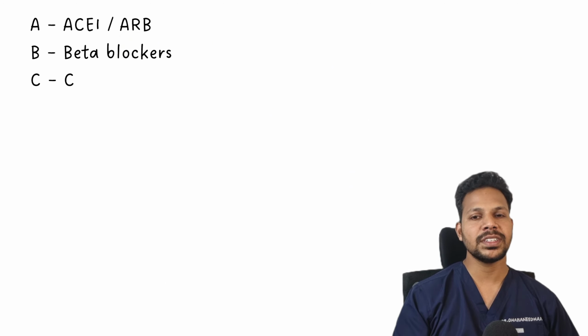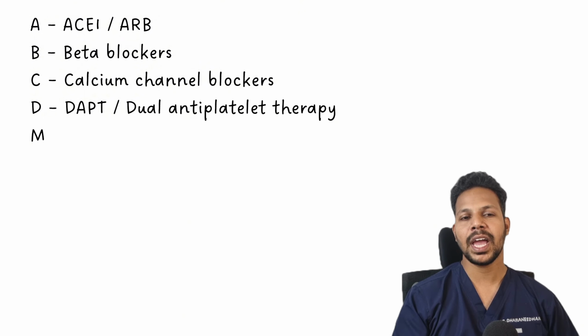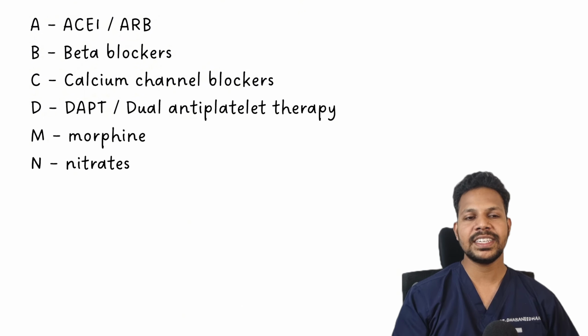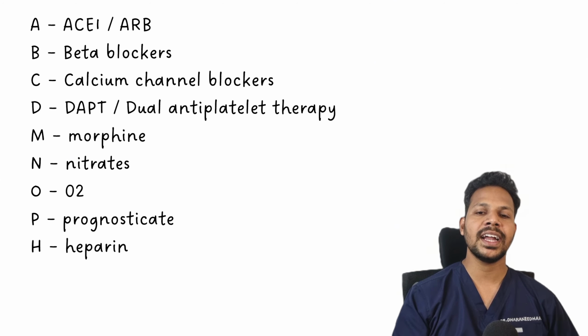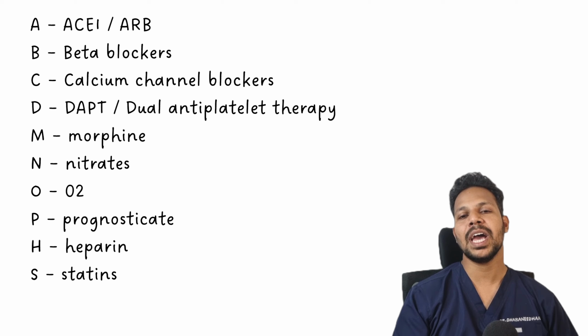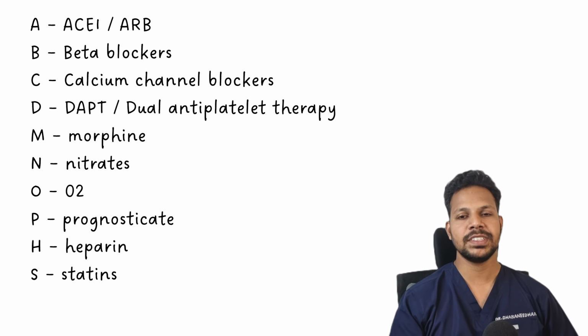If you have trouble remembering these drugs under these separate headings, you can simply remember them using the mnemonic ABCDMNOPHS. A for ACE inhibitors or ARBs, B for beta blockers, C for calcium channel blockers, D for dual antiplatelet therapy, M for morphine, N for nitrates, O for oxygen, P for prognostication, H for heparin, and S for statins. So ABCDMNOPHS can be used as a mnemonic for remembering all these drugs that we have discussed.